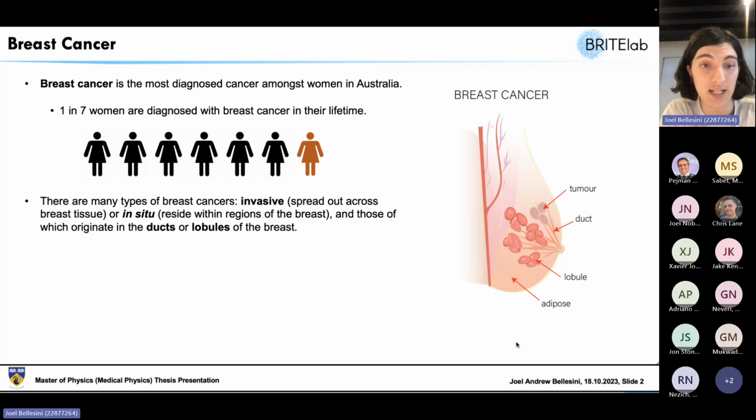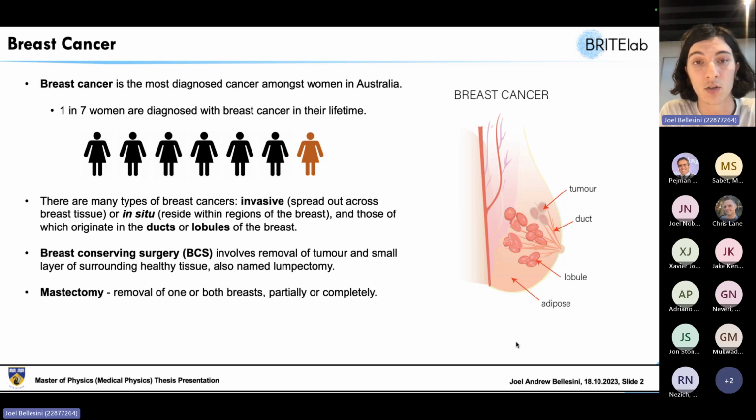Regarding different types of breast cancers, there are multiple types. There are those which are invasive, meaning they spread out across the breast tissue, or there are those which are in situ, meaning they reside within the region of the breast of which they originate. And breast cancer can also further be subdivided into those which originate in the duct or lobule regions within the breast.